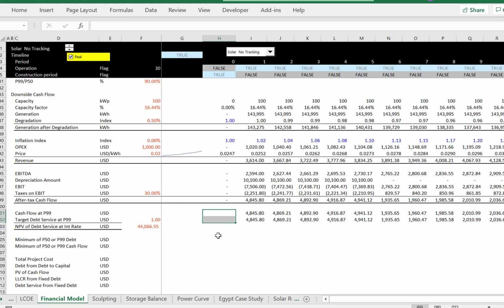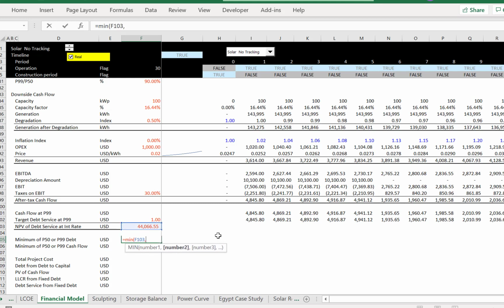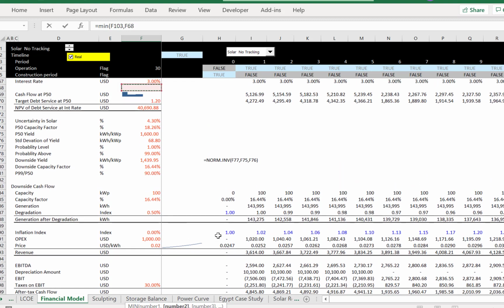This is horrible Excel form. Kenny would yell at me.